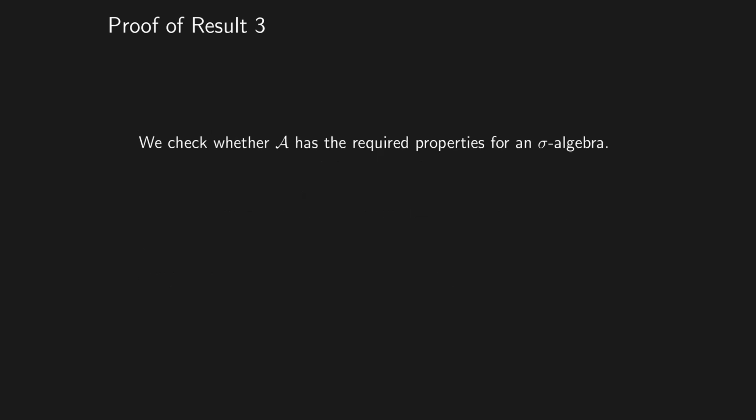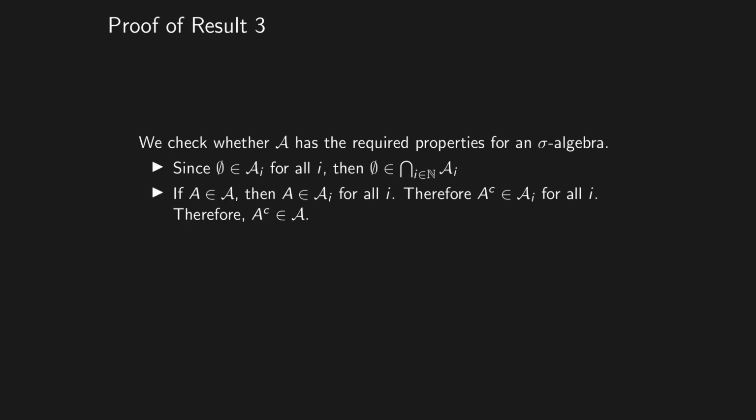For result 3, we just need to check if our new set A has the required properties for a sigma algebra. Property 1: is the empty set in our sigma algebra? Well, since the empty set is in every single one of the sigma algebras in our collection, then the empty set must also be in the intersection of these sigma algebras, which is A. Property 2 is checking whether the complements are also in our sigma algebra. If we have some subset in A, then it must also be in every single sigma algebra in our collection, for all i. Therefore, the complement must also be in every single sigma algebra in that collection. And since it's in every single sigma algebra, then it's in the intersection, and so the complement is also in A.